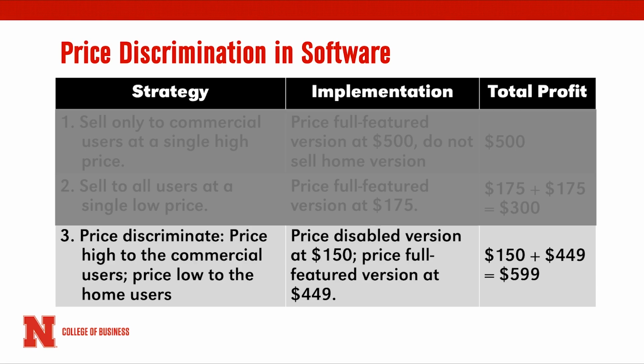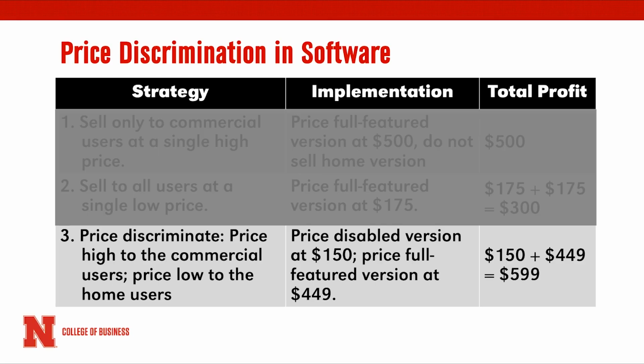But now let's consider a price discrimination strategy. Suppose that they decide to price to target the high-end customers with the high functionality product and the low value or low-end customers with the low functionality product. What would be the optimal prices? Here it's a little tricky, but again, let's start with the low value customer and ask, what is the maximum price the low value or home user customer will pay for the disabled software? And the answer was $150.